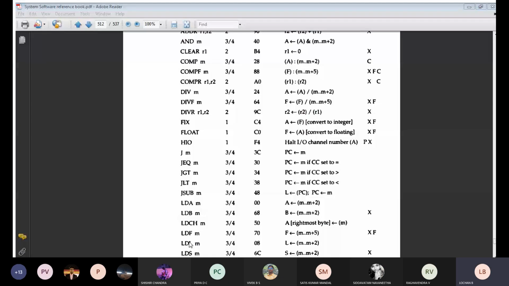Anyone, tell me the opcode value for JSUB. 48, sir. Everyone is seeing. Everyone understood, the JSUB value is 48.